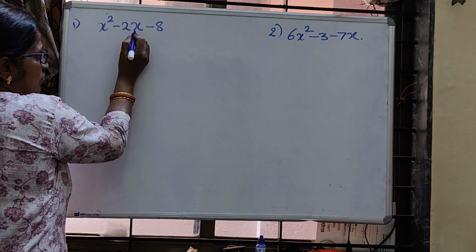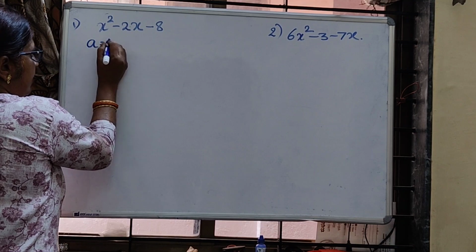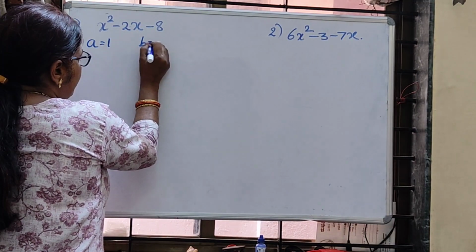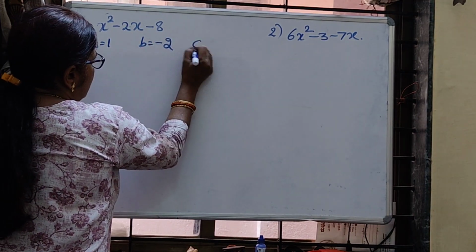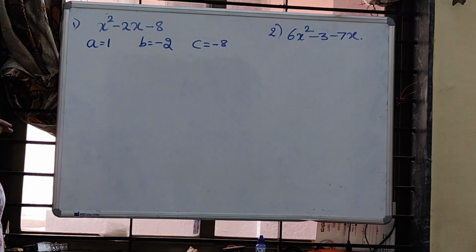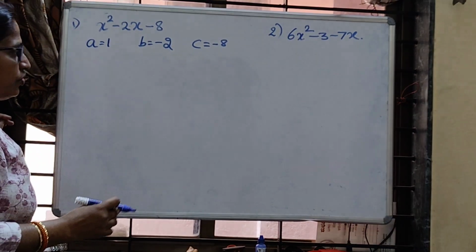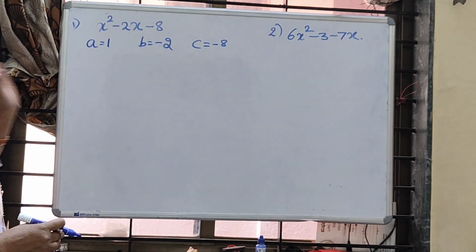So x square minus 2x minus 8 is there. The coefficient of x square is a, that is 1. The coefficient of x is b, minus 2, and the constant is c, minus 8. We need to find the zeros. How are we going to find them? Actually, for a 2 marks question you just need to find the zeros.